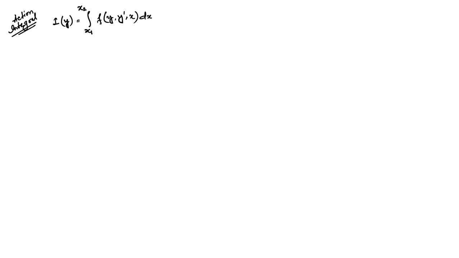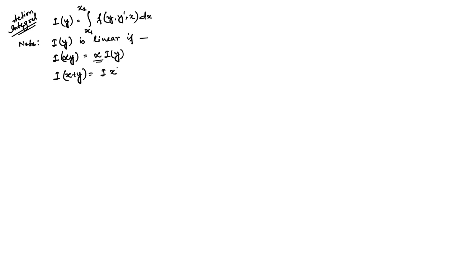Now, note this action integral I of y is linear if I of alpha y is equal to alpha times I of y. What is alpha? It is a scalar multiplier. Then if we have I of x plus y, this is equal to I of x plus I of y.